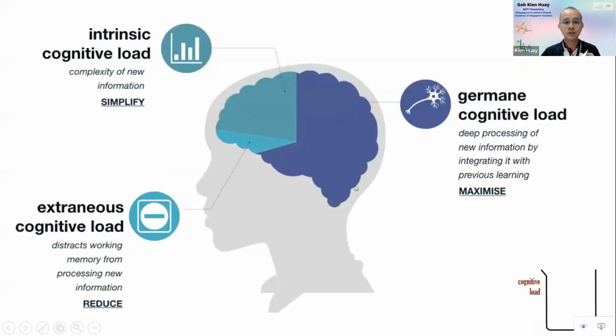So in short, if today, as you look at your lesson, these are the three things that I want you to pay attention to. You want to simplify your intrinsic cognitive load. So whatever complex new information you are providing for them, you hope to simplify in your presentation. You reduce your extraneous cognitive load. They're important sometimes to get their attention, but it should not be overwhelming. And finally, the germane load that allows them to deep process new information by connecting with their prior knowledge, we should maximize it.